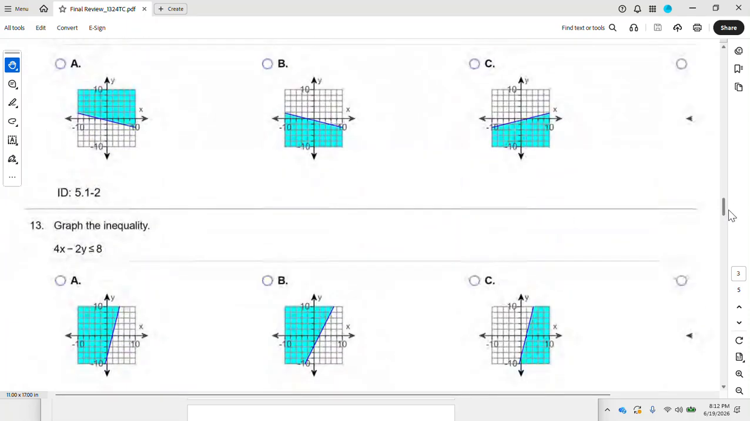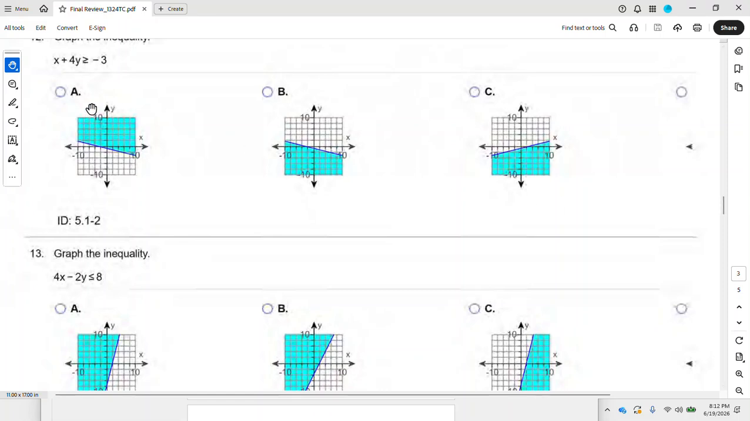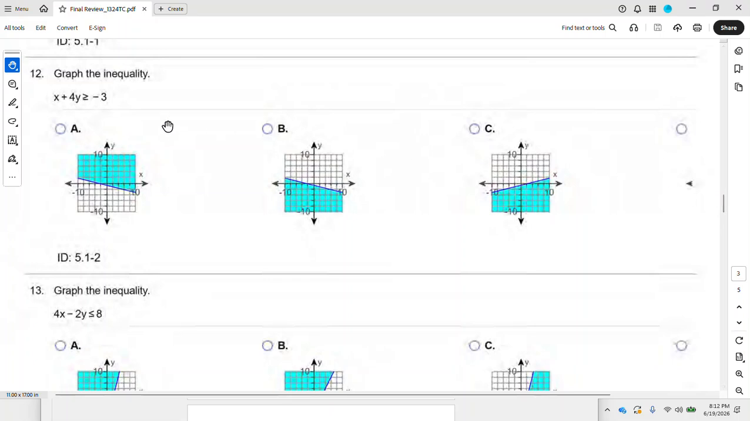You have a straight line, okay, not a vertical, not a horizontal. So you have x plus 4y greater than or equal to -3, right? So this one has an equal sign, so look at the line, it's all solid line, okay? So if anything is not a solid line, it will be incorrect, right?